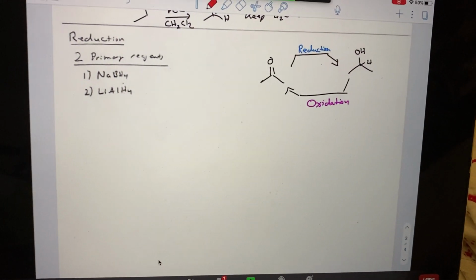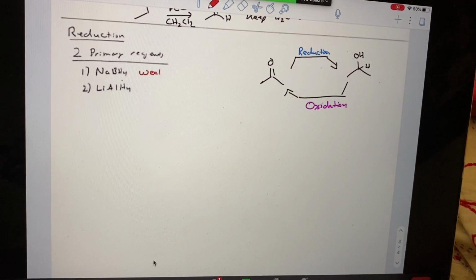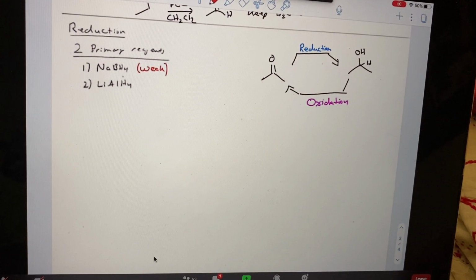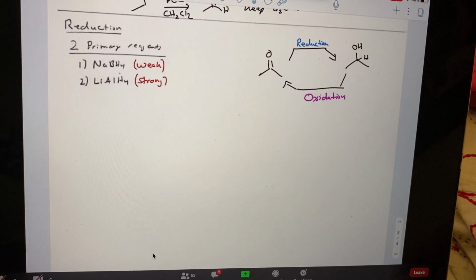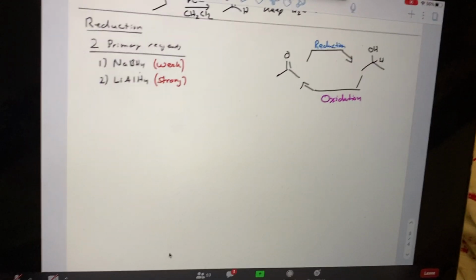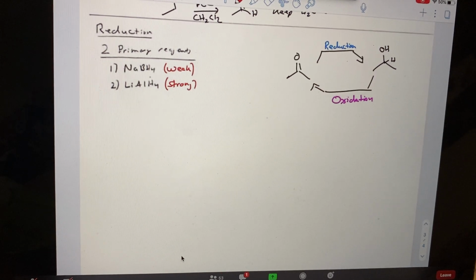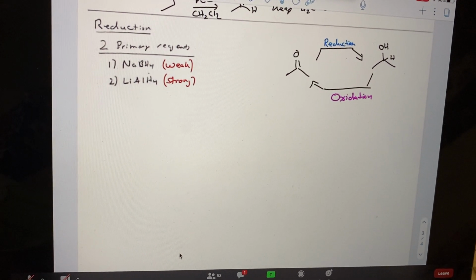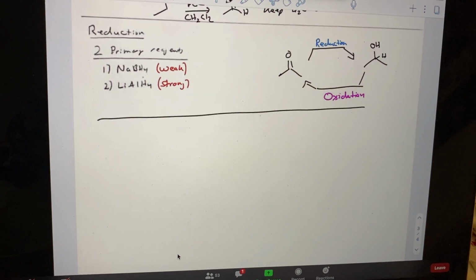The two primary reagents, we'll use this language that this reagent here is oftentimes the weak one, and this one is known as the strong one. So just like with oxidizing agents, we had Jones reagent and PCC, we saw differences. Similar here in the world of reduction. We have a weak and a strong reagent. And I think we'll just have time here. Let's show one example of the mechanism.